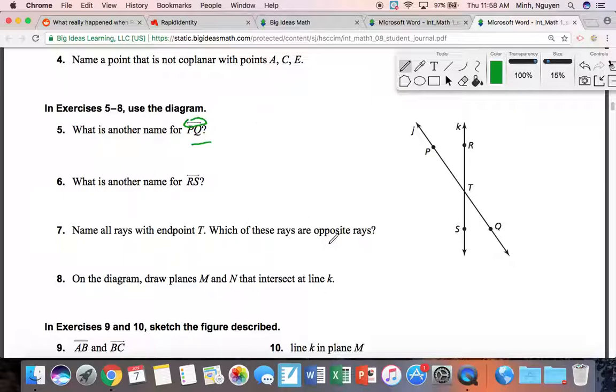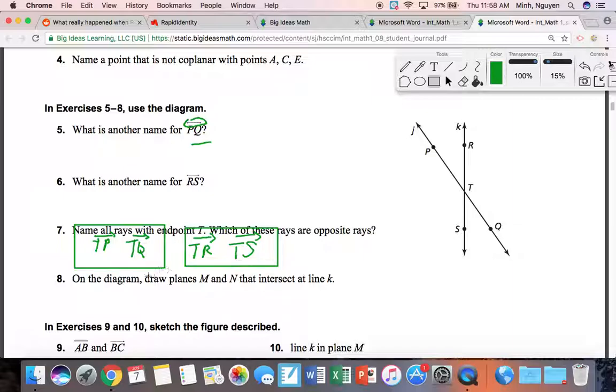Name all rays with endpoint T. So I could say TP, TQ, TR, and TS. And which of these rays are opposite rays? TR is opposite with TS, and TP is opposite with TQ.